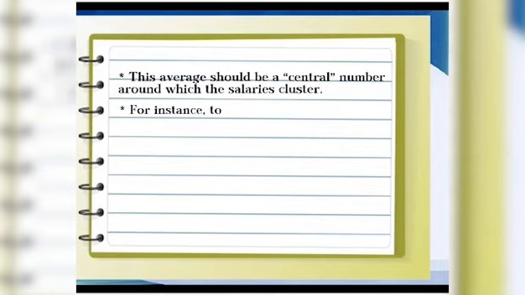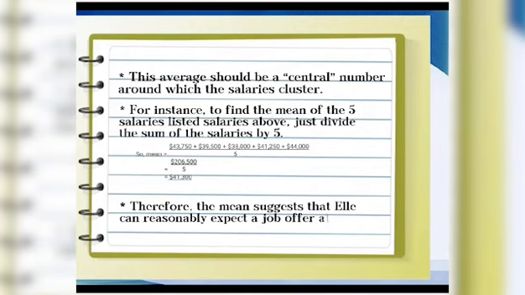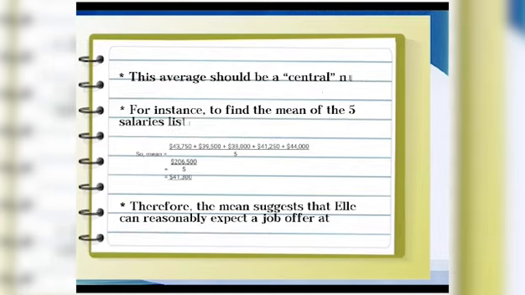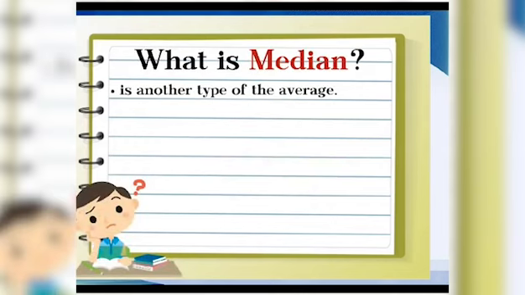For instance, to find the mean of the 5 listed salaries above, just divide the sum of the salaries by 5. Therefore, the mean suggests that Ellie can reasonably expect a job offer at a salary of about $41,300. Now that I am done discussing the arithmetic mean, let's proceed to the next topic, which is determining the median. Another type of average is the median.